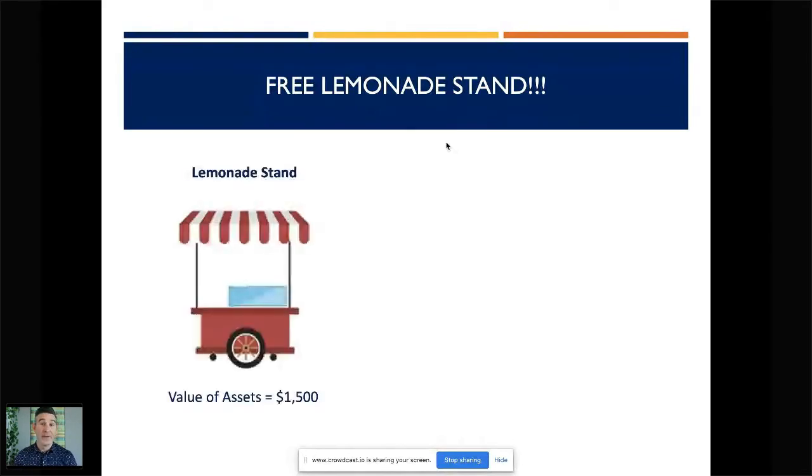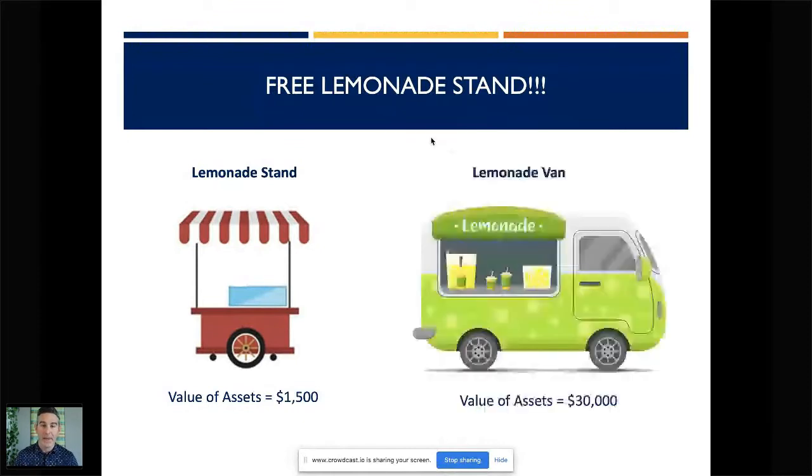So let's say the first lemonade stand is this nice little trailer that you can tow behind your car, and it has a value of $1,500. And the second one is this pretty sweet, tricked out VW van that's been converted into a lemonade stand. And that is worth $30,000.